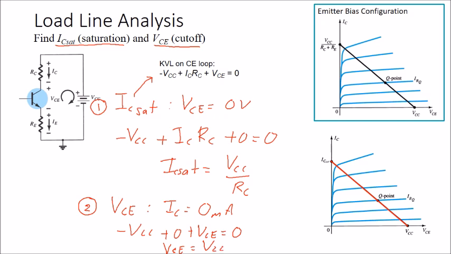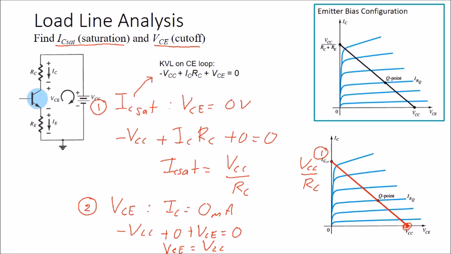To draw the line, this is the first point, the IC saturation, and the value here is VCC over RC. Let me write here VCC over RC, and then you have another point here, which has the value VCC. Just connect these two points using a line. This line we call the load line analysis.